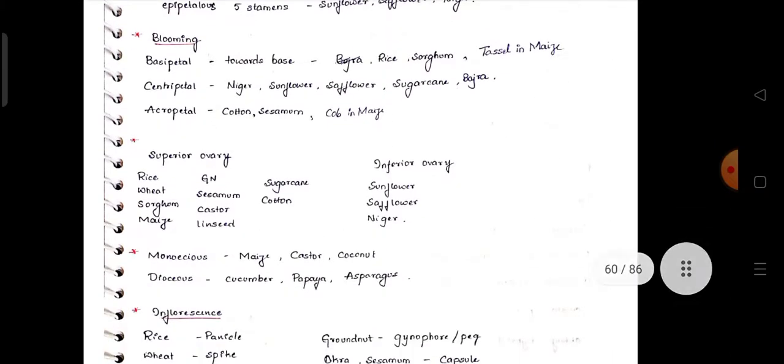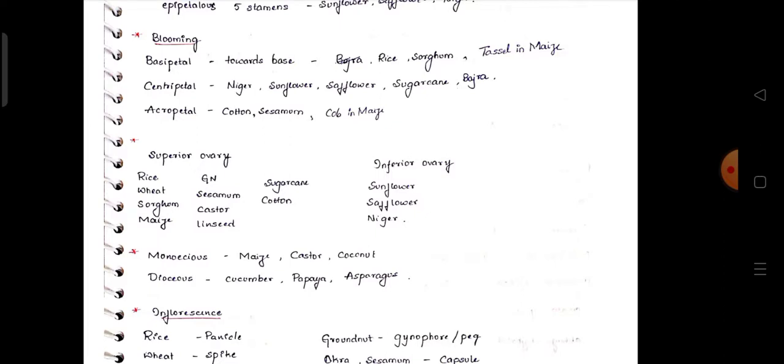Superior ovary is found in rice, wheat, sorghum, maize, groundnut, sesame, castor, linseed, sugarcane and cotton. Inferior ovary is found in sunflower, safflower, niger. These are just memory based. Monoecious plants are maize, castor, coconut, whereas dioecious, where male and female parts are present on different plants, are papaya, asparagus, cucumber.